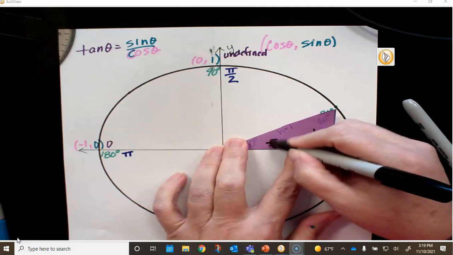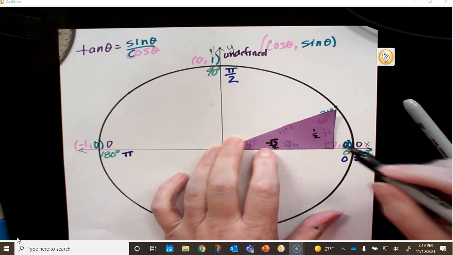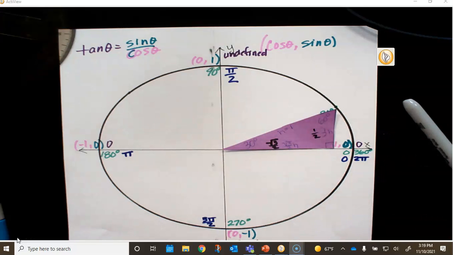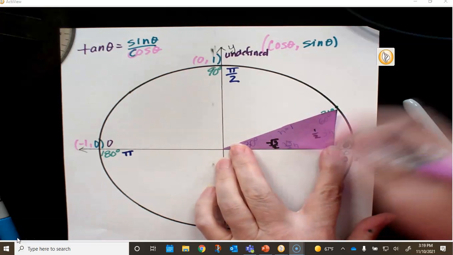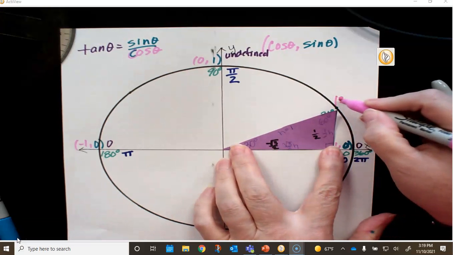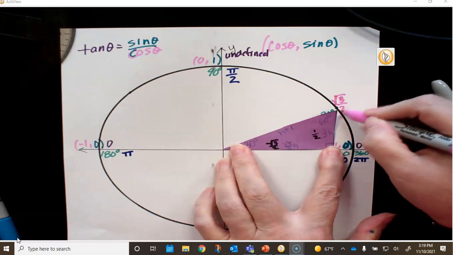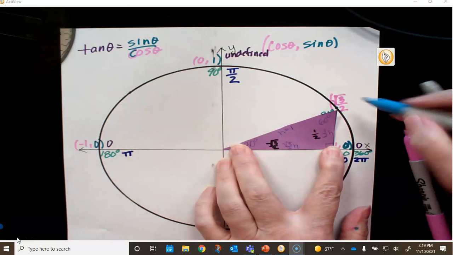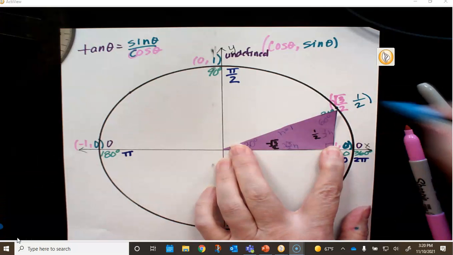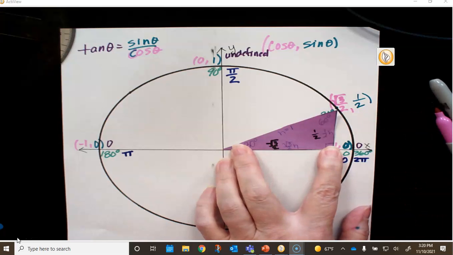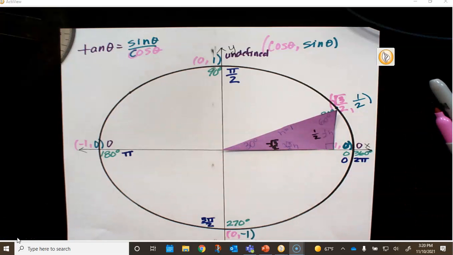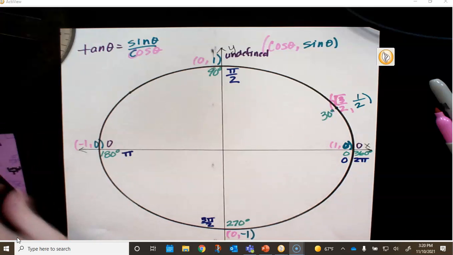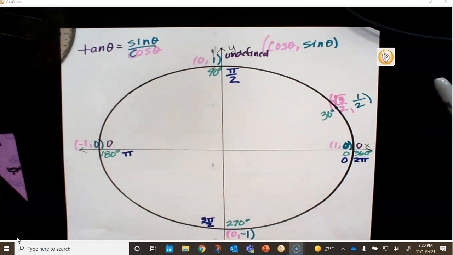So this is the square root of 3 divided by 2, and this is 1/2, which allows me to now figure out what my sine and cosine are. So my sine is the y value, my cosine is the x value. So my x value is the square root of 3 divided by 2, and my y value is 1/2. Okay, so that's my coordinate for 30 degrees.